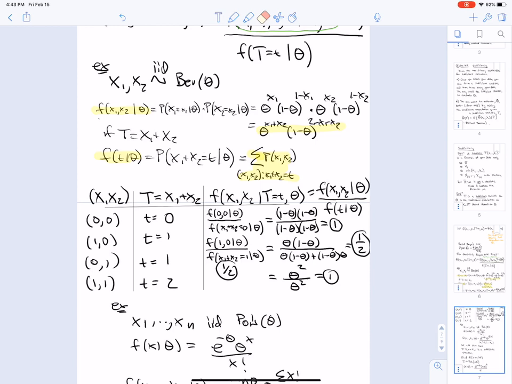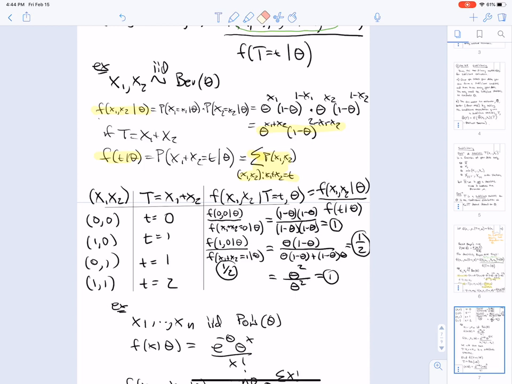And so, for example, conditioned on t where t is 0, we get 1 minus theta times 1 minus theta in the numerator, right? Because x1 and x2 are both 0. And in the denominator, it's the probability of x1, x2 such that x1 plus x2 is 0. So the only way that x1 plus x2 can be 0 is for x1 to be 0 and x2 to be 0. So the denominator is also 1 minus theta, 1 minus theta. So you just get 1.